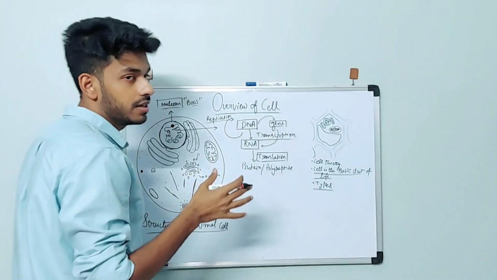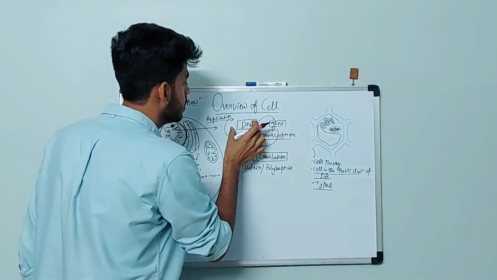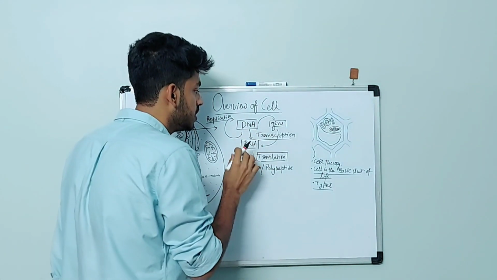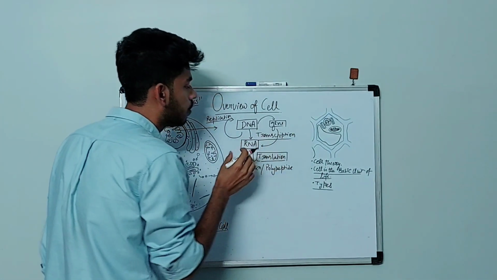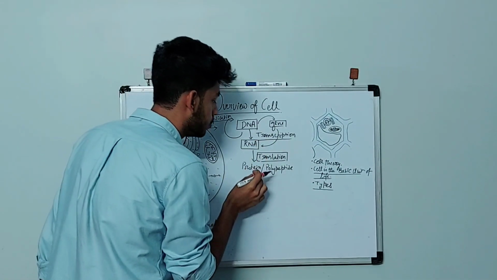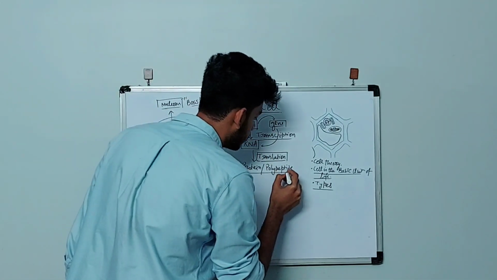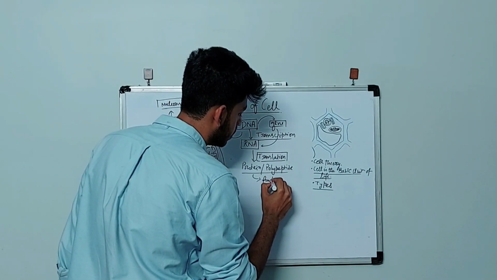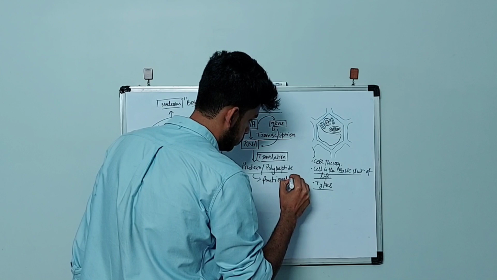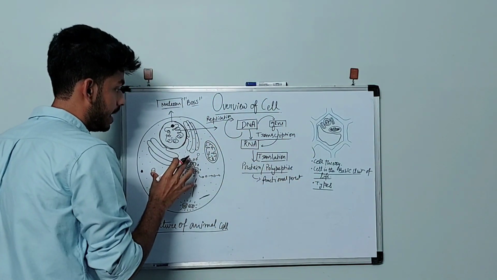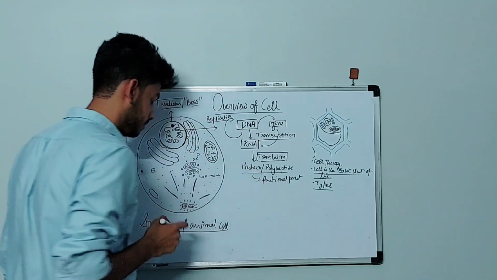So I think it is clear that DNA has some genes. The genes are converted into a form that is RNA, and RNA is converted into protein. So what will protein do? Protein will do the functional part. The functional part of a cell is conducted by protein.